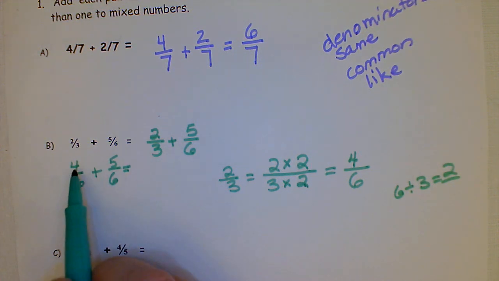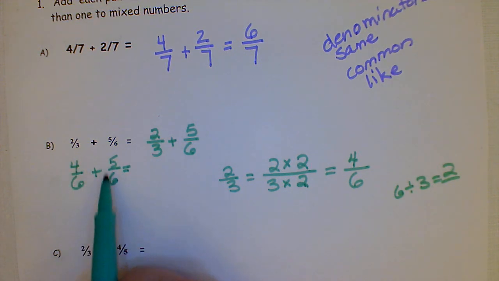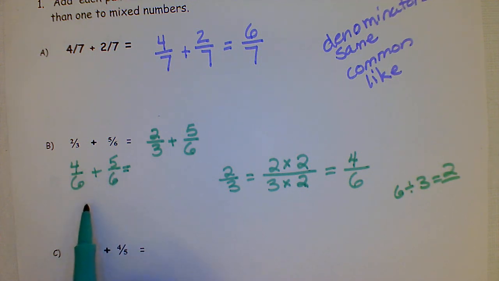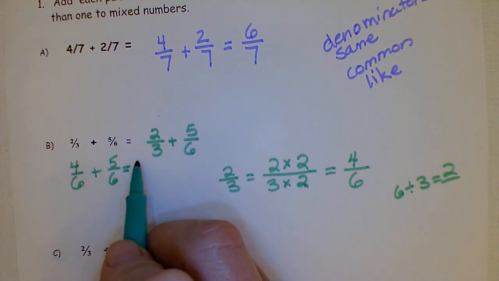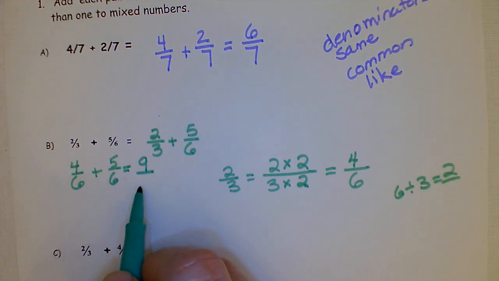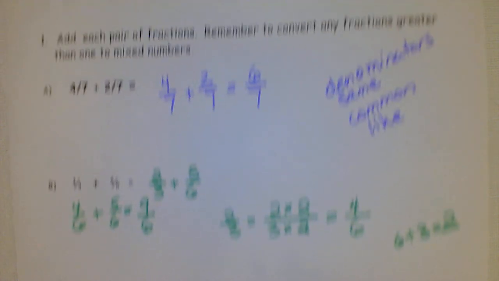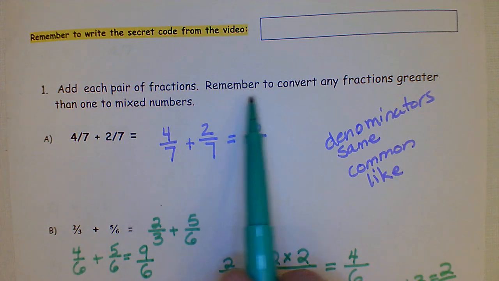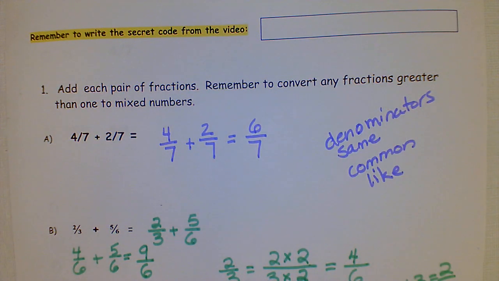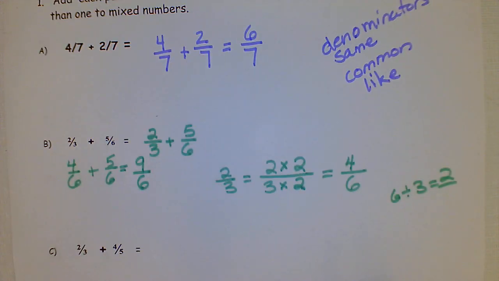And when I do that, 4/6 plus 5/6, there are 4 of those sized pieces, plus 5 of those sized pieces gives me 9 of those sized pieces. And what size are they? They're 6. But now what you notice is that we have a fraction greater than 1. And remember that one of our instructions was to remember to convert any fractions greater than 1 into mixed numbers.